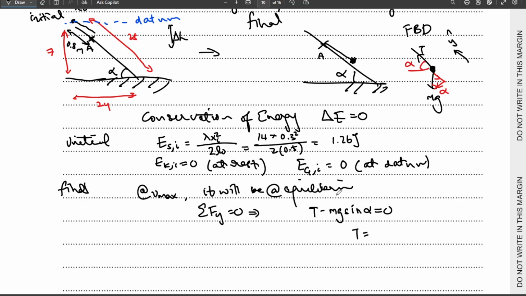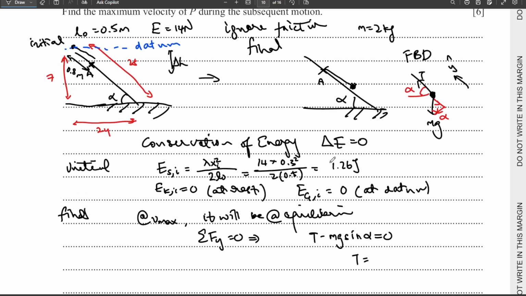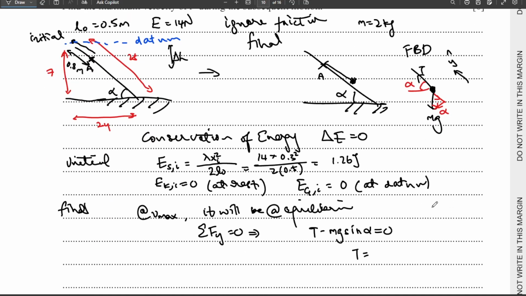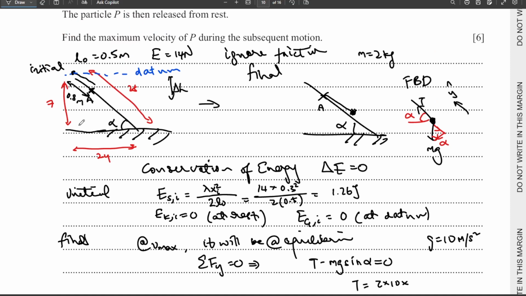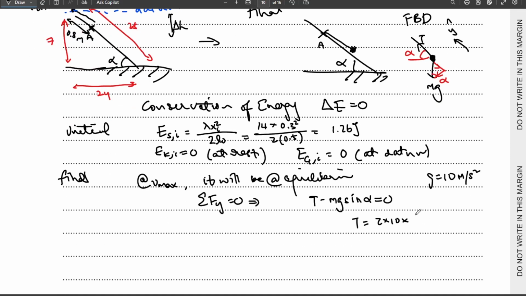So m is, as we wrote before, 2 kg, and g, reminder, we take as 10 meters per second squared, not 9.81. So please don't confuse that. So 2 times 10 times sine alpha, which is 7 over 25. That's 5.6 newtons.